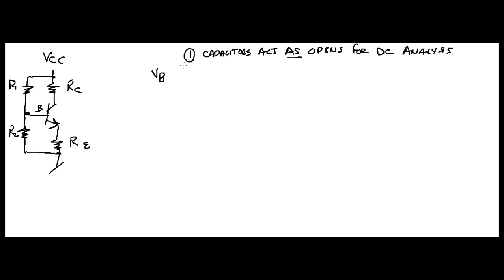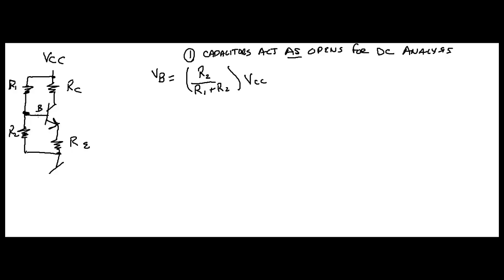Alright, so VB, what does VB equal? Voltage of your base. Well, that's between R1 and R2. You see that over here? So that's basically going to be a voltage divider, and it's going to be R2 divided by R1 plus R2 times VCC. That makes sense, right? And that gives you your voltage right here at your base.